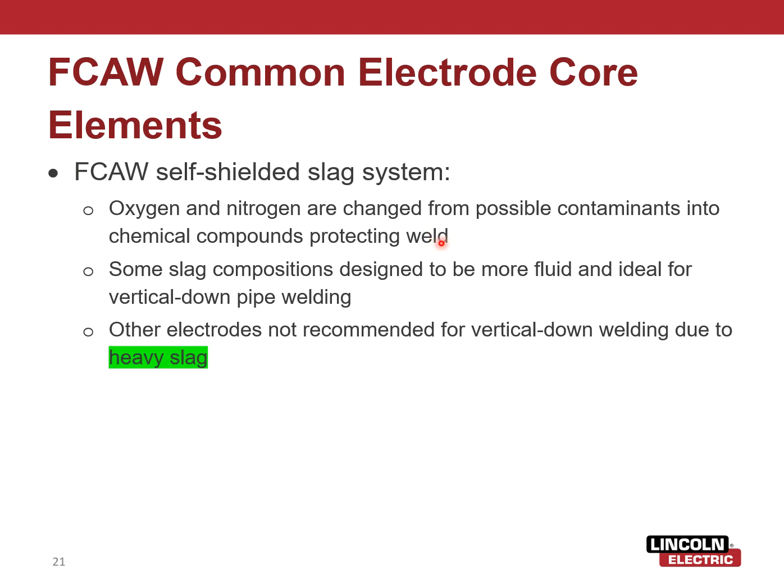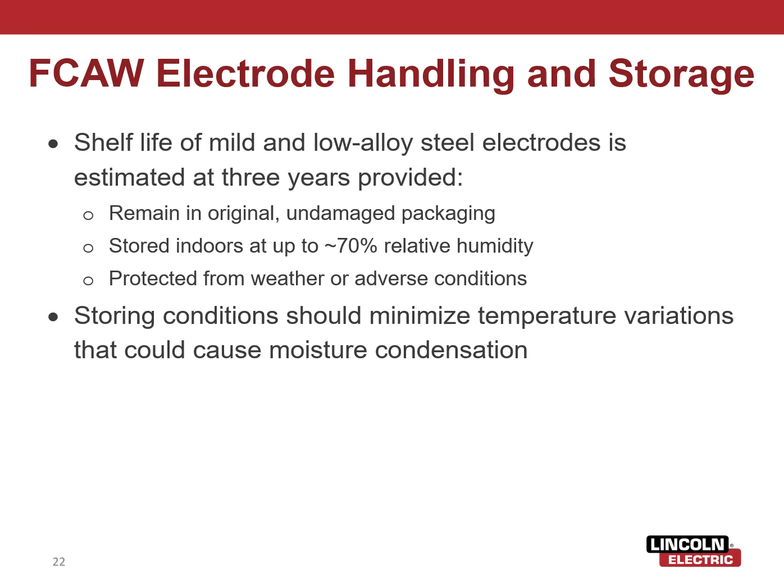So oxygen and nitrogen can be changed from possible contaminants into chemical compounds. I think we just talked about that. You can introduce oxygen into the puddle, and that will actually pull out some of the oxides and form slag. Some slag components are designed to be more fluid and are ideal for just vertical down. So again, not all position welding electrodes can be used for vertical up. And then other electrodes not recommended for vertical down welding because of that heavy slag. So it just depends on that electrode classification.